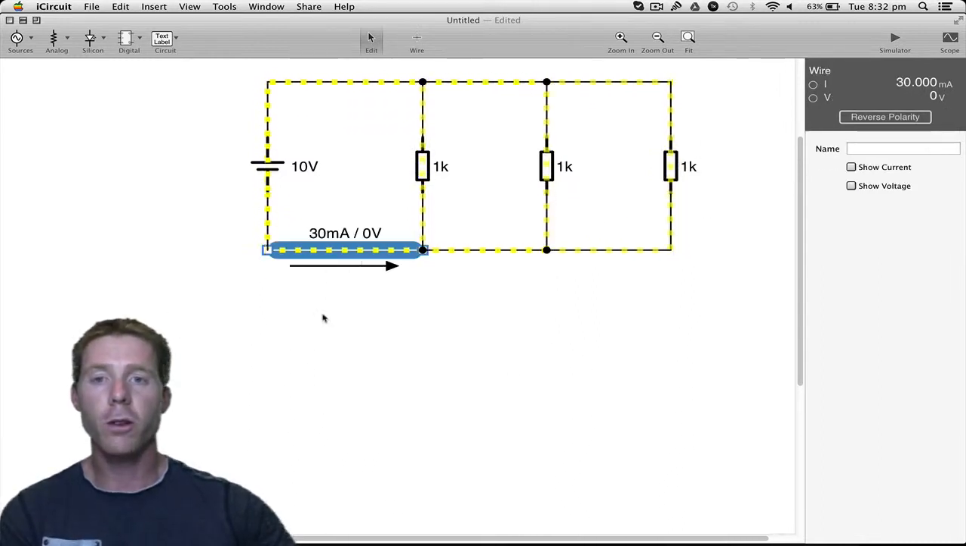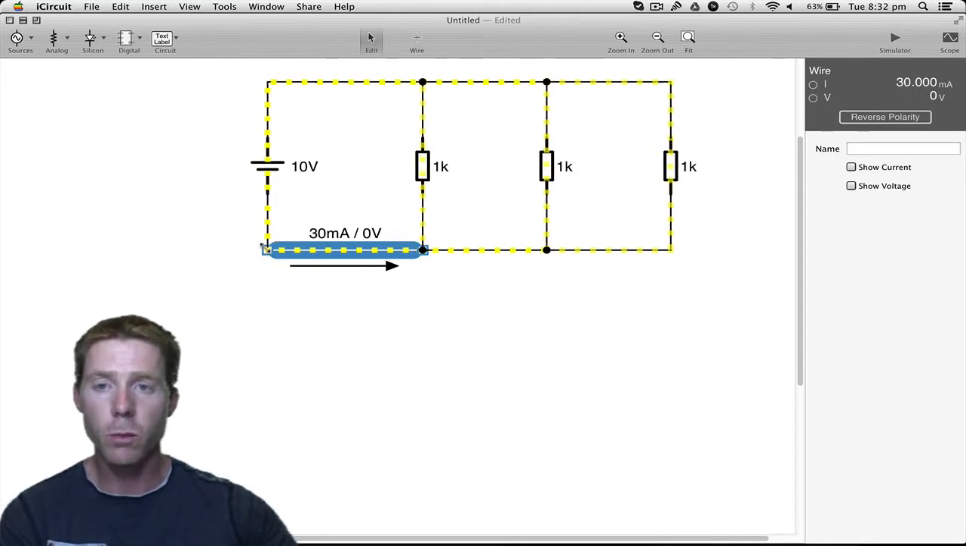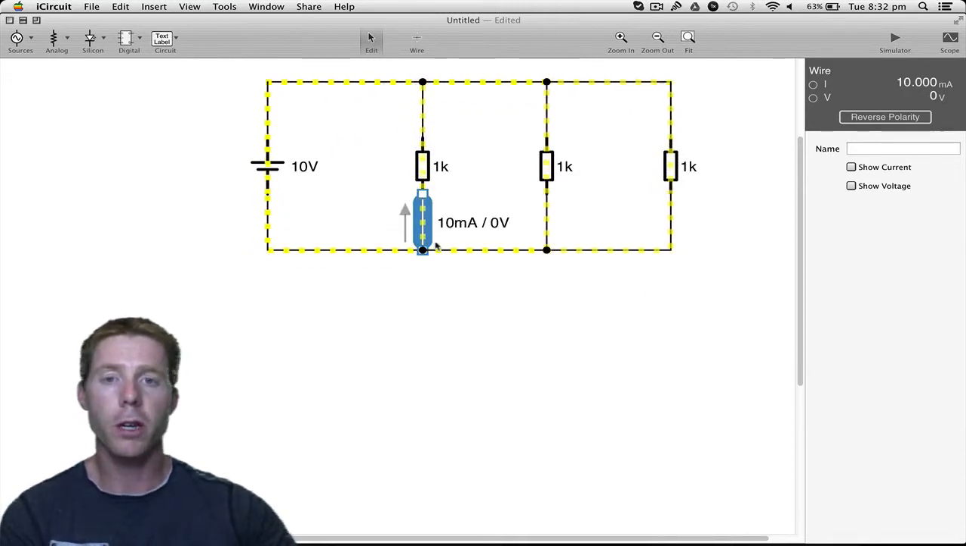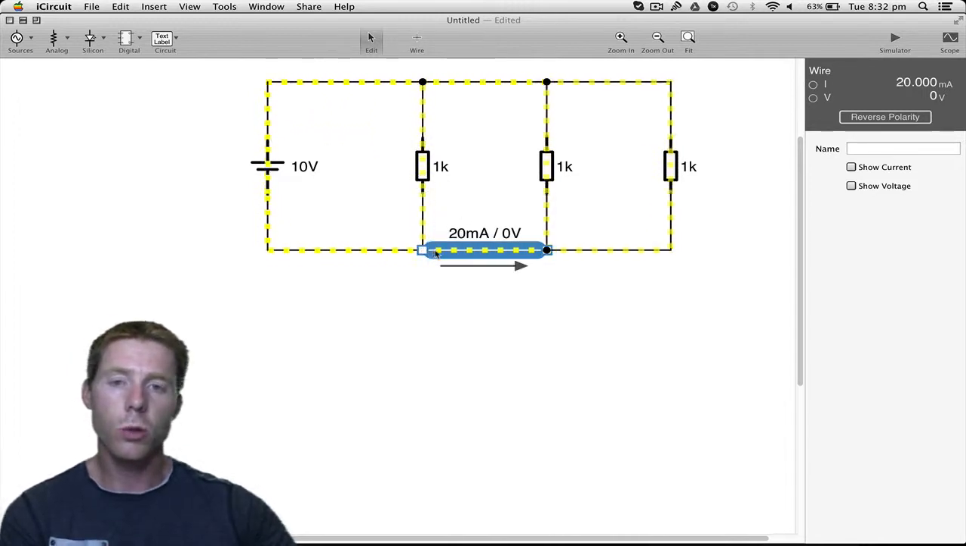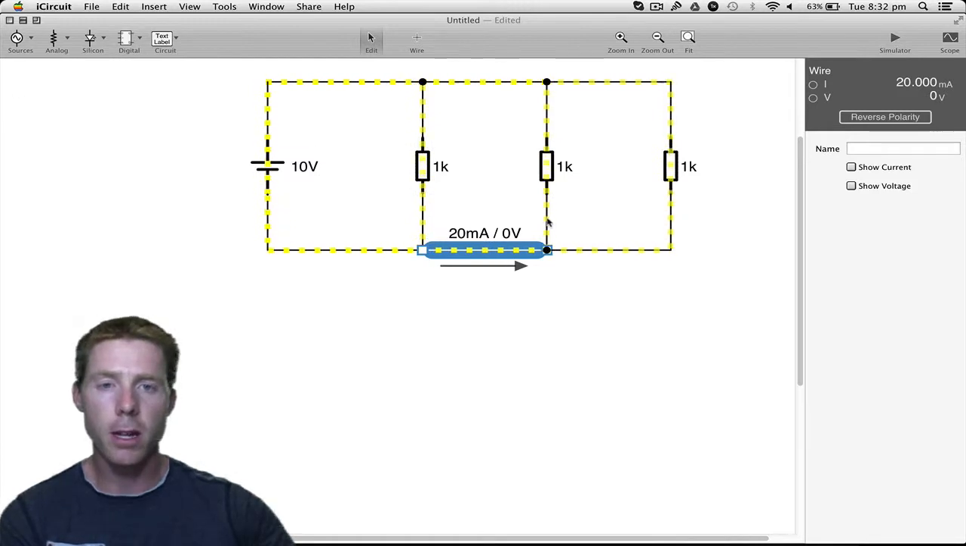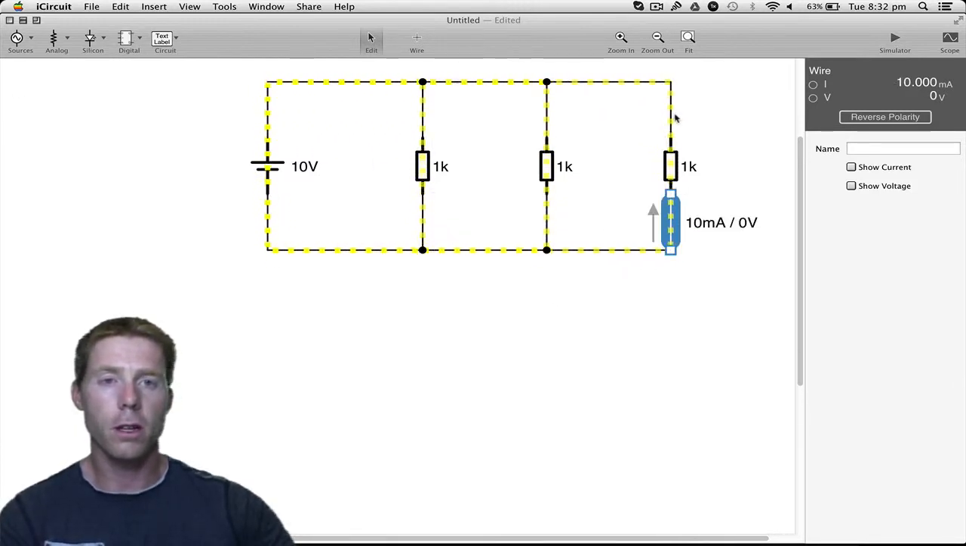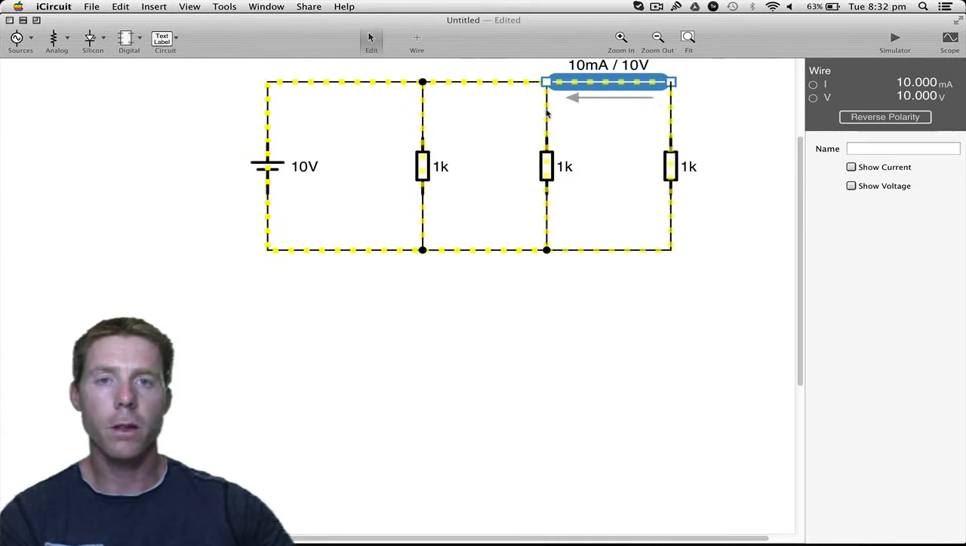How much did we start with? 30. So that 30 comes along here, 10 goes up that way. How much comes down this way? Well, 30 minus 10, we're left with 20. 20 milliamps goes this way. It splits up again. 10 goes that way. How much are we left with? 10. Then 10 comes through here. That 10 groups with this 10 at this node here.